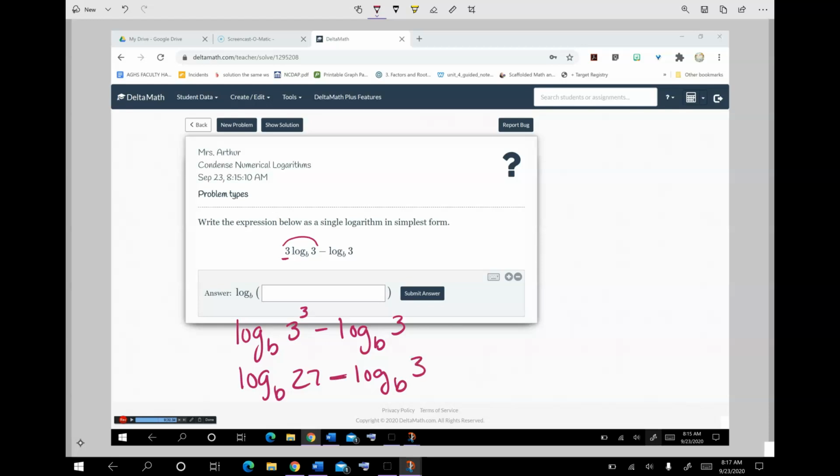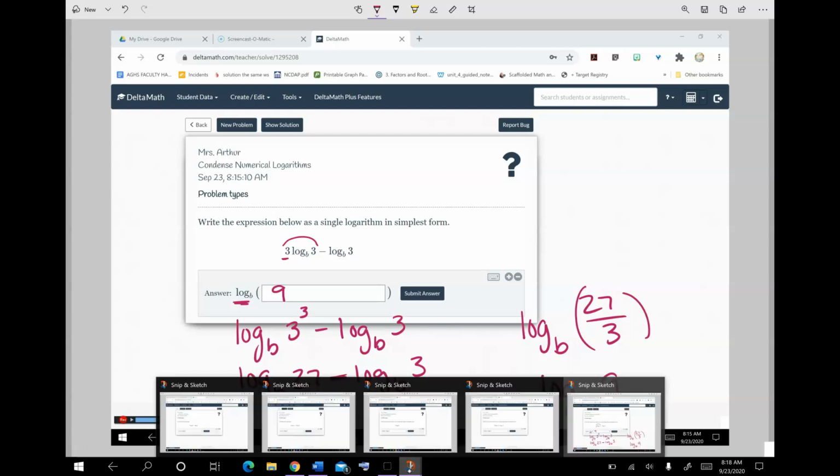Subtraction means to divide, so I'm going to have a single log, log base b of 27 divided by 3. Well, do we know what 27 divided by 3 is? We do. It is log base b of 9. So you would just come up here in Delta Math and type the number 9, because see how it already has the log for you? And that would be your answer. Okay? All right, let's do another one.